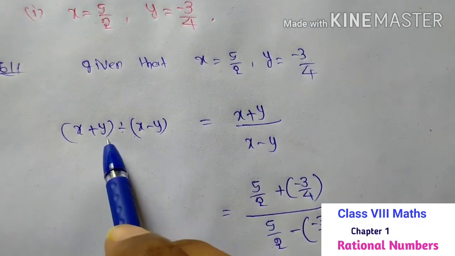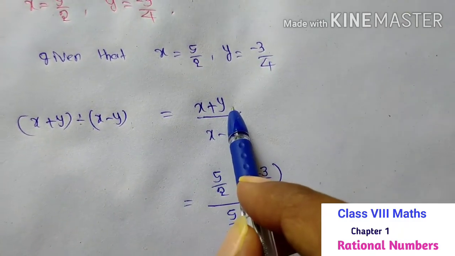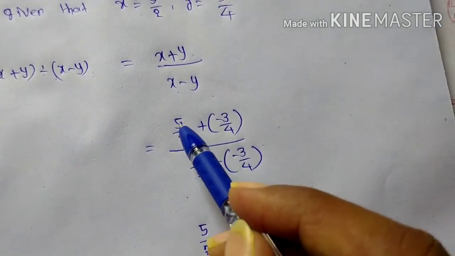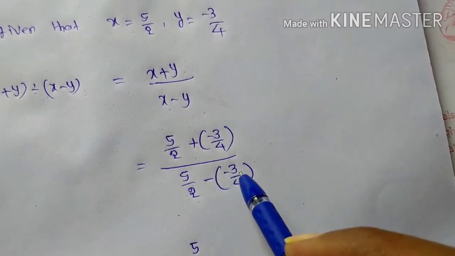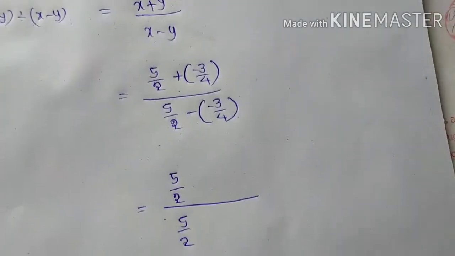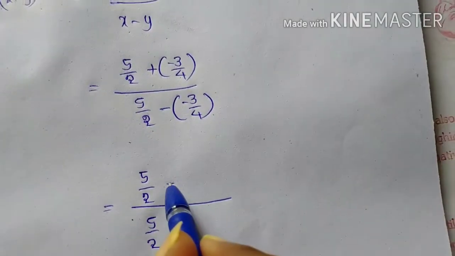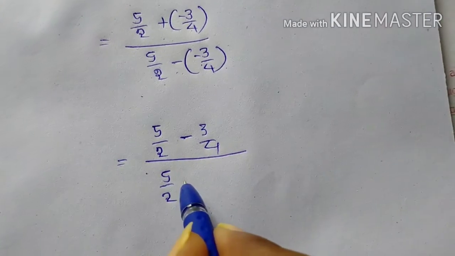You can see here (x plus y) divided by (x minus y) means I am writing x plus y as numerator and x minus y as denominator. First you can substitute the values: 5 by 2 plus of minus 3 by 4, divided by 5 by 2 minus of minus 3 by 4. But you know that here plus into minus, can I write it as minus? Yes, minus 3 by 4. Here minus into minus, can I write plus?